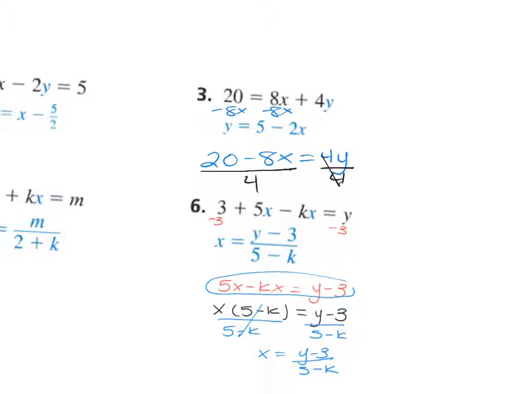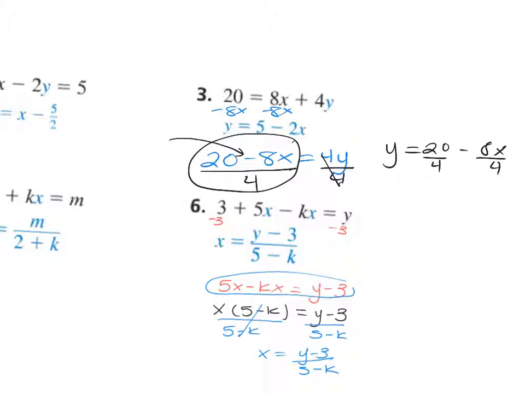Well, these 4's cancel and I just get y equals, and I can always split up this fraction since the operation, which is subtraction in this case, is on top. If it were on the bottom, I couldn't do that. So I can split it up into 20 over 4 minus 8x over 4. Well, that's just 5 minus 2x.